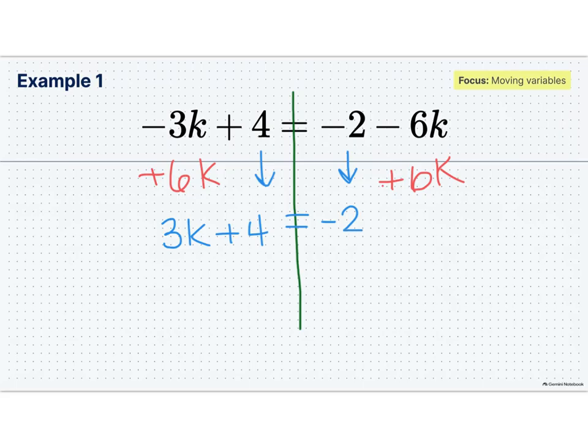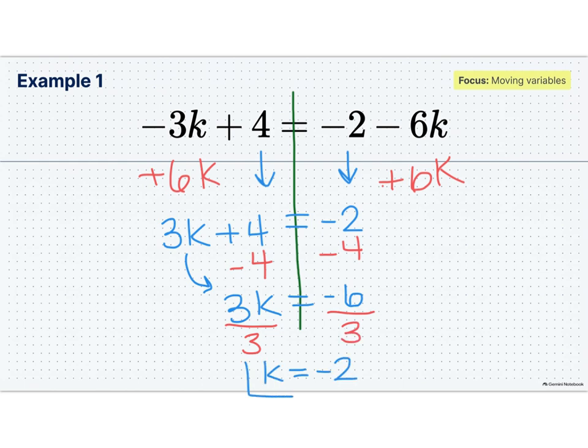Next step is to move constants to the other side. So I'm going to move my constant 4 to the right. Now I am left with just a 3k on the left. Negative 2 minus 4 is a negative 6. And then lastly, I'm dividing off that 3 in front of the k. That leaves me with k equals negative 2. And feel free to pause the video if this problem goes too fast or you need to stop and write down stuff.